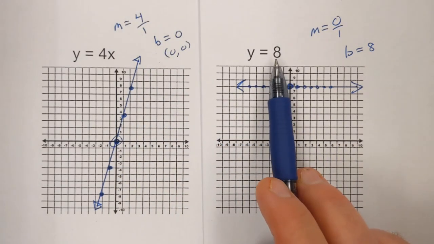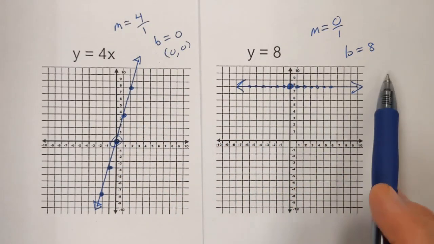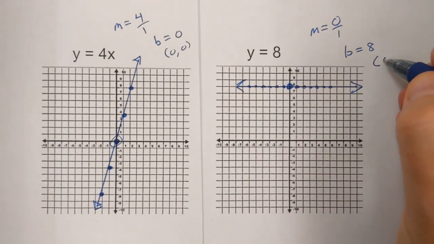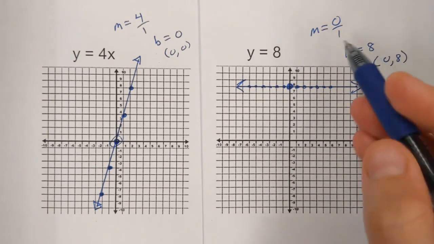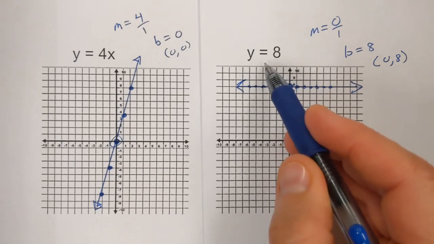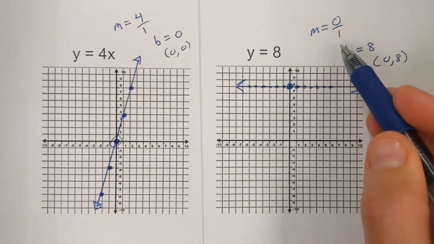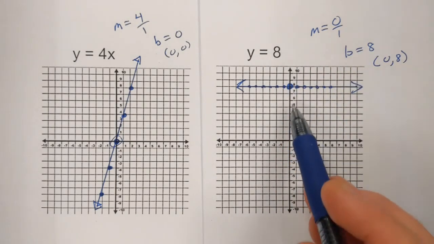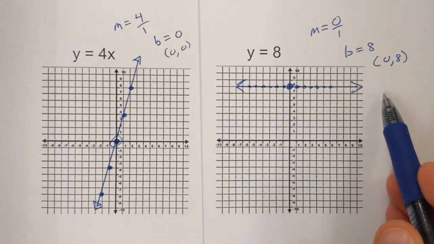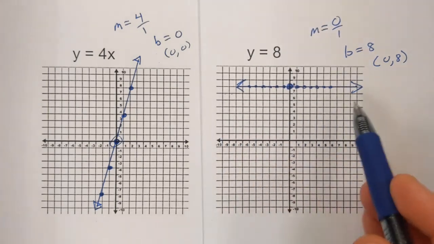Now, over here, you'll notice that this line has a constant term of 8, meaning it's going to start at 0, 8. But it does not have an x term. Here, you would say a line like this has a slope of 0. You could even say 0 over 1 if you want. And a slope of 0 just makes a horizontal line like this.